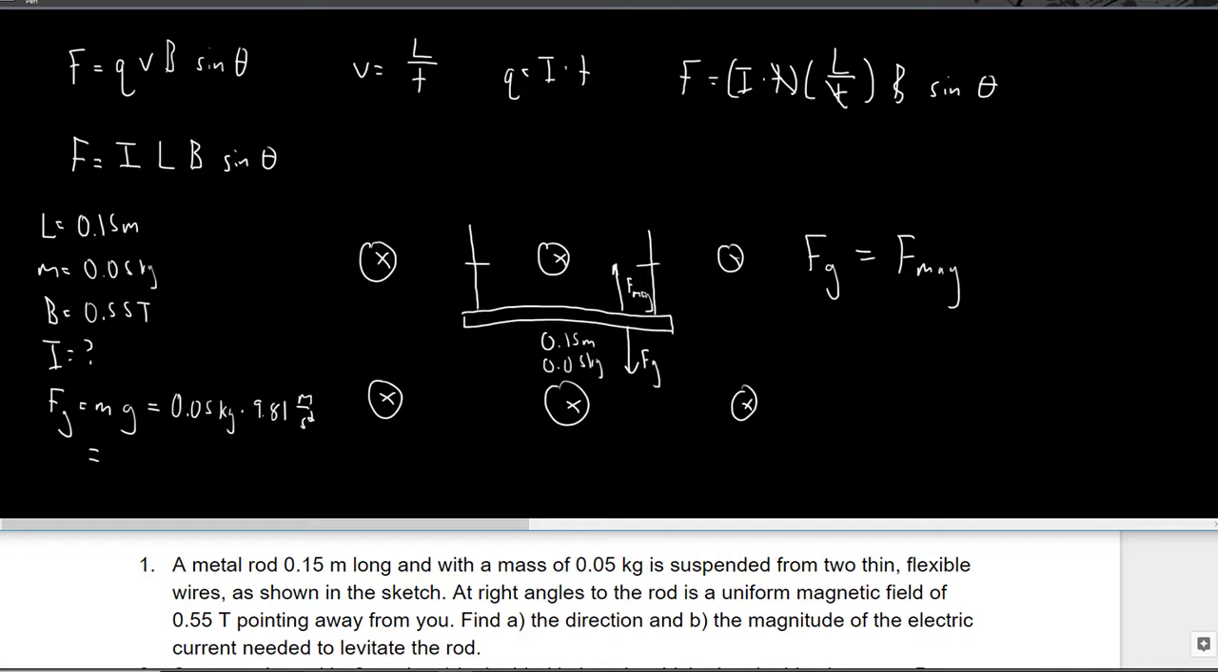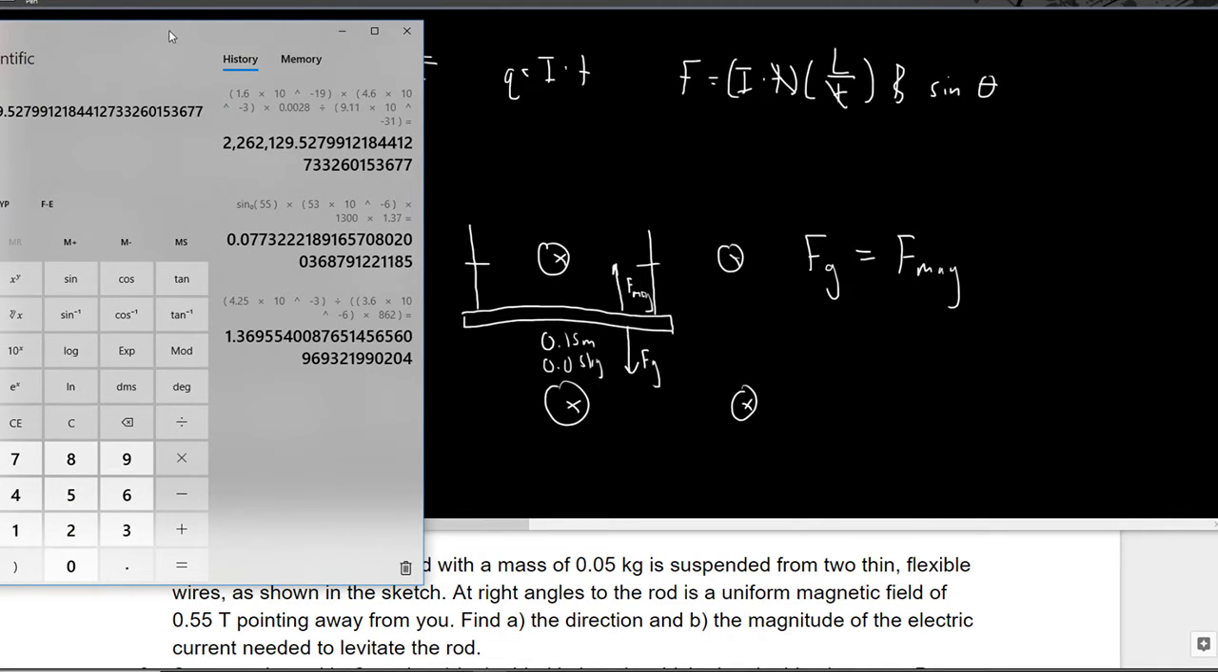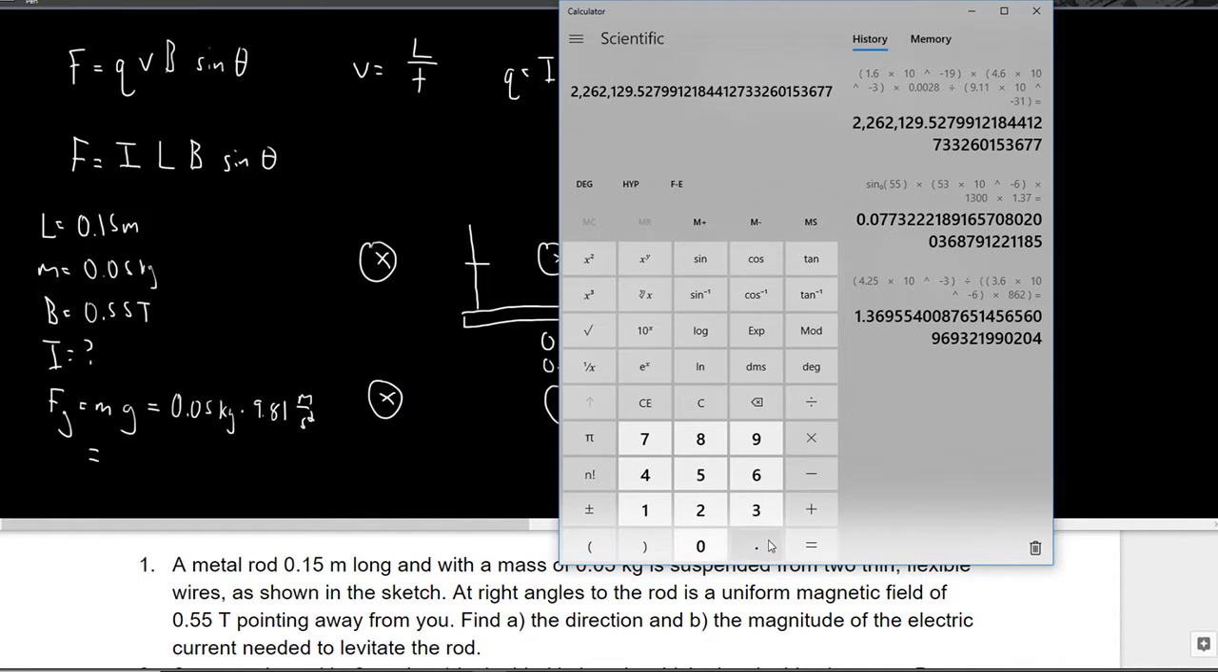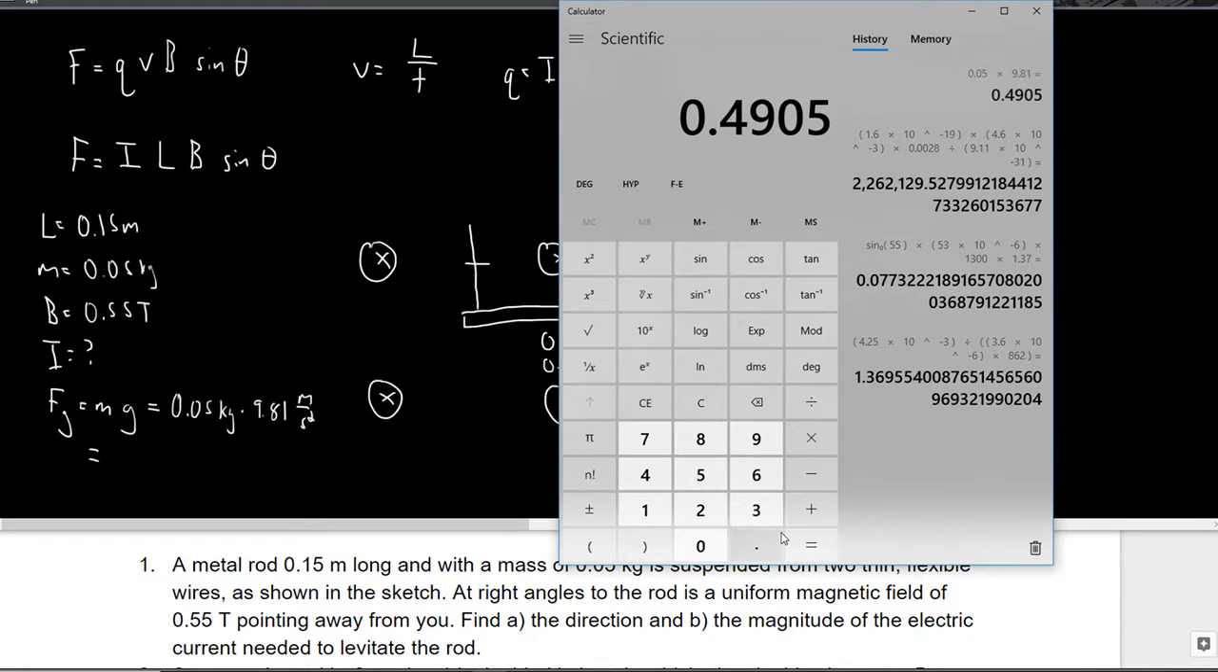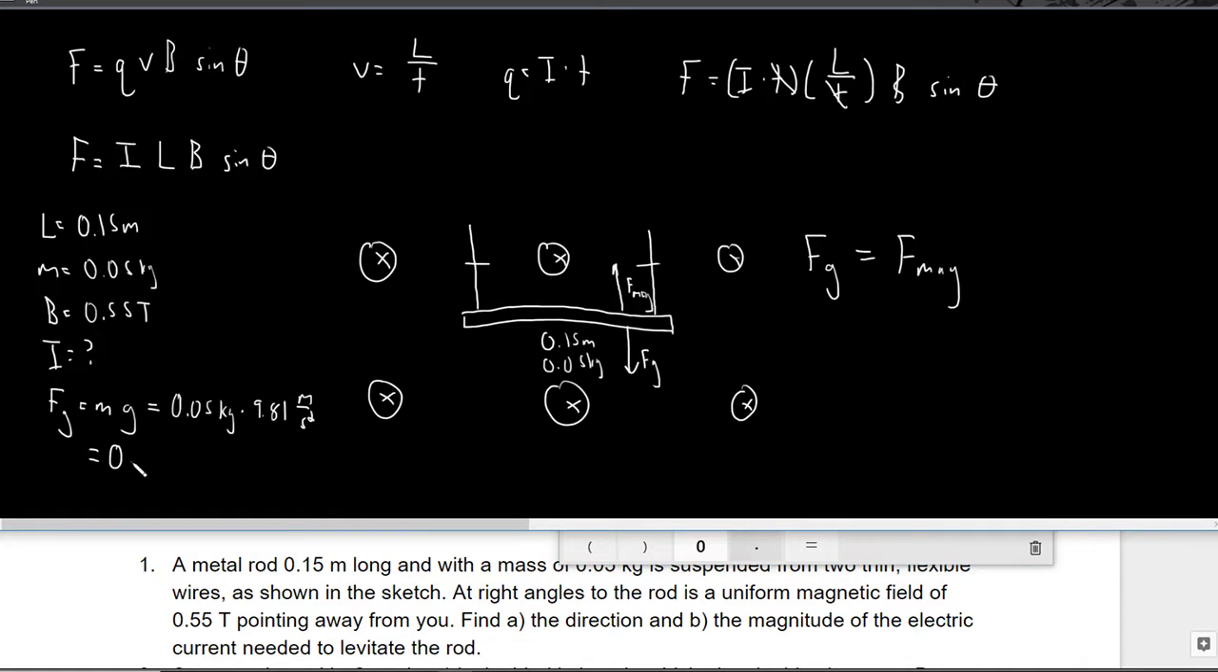I'll actually get out a calculator for that one. All right, so I've got 0.05 times 9.81. 0.49 is what I'm going to round that to. Okay, 0.49 newtons. That's the weight downward for that rod.